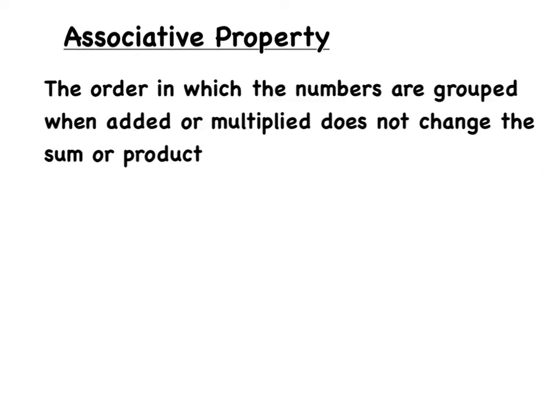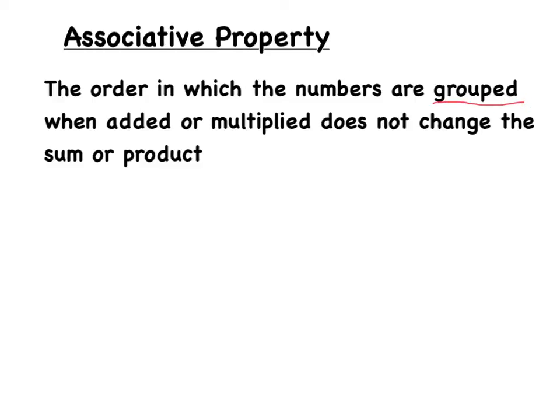The associative property is sort of like the commutative property, except one huge difference. The associative property states that the order in which the numbers are grouped together when added or multiplied does not change the sum or product. The important part is that it is grouped together. That is the difference between the associative and the commutative.